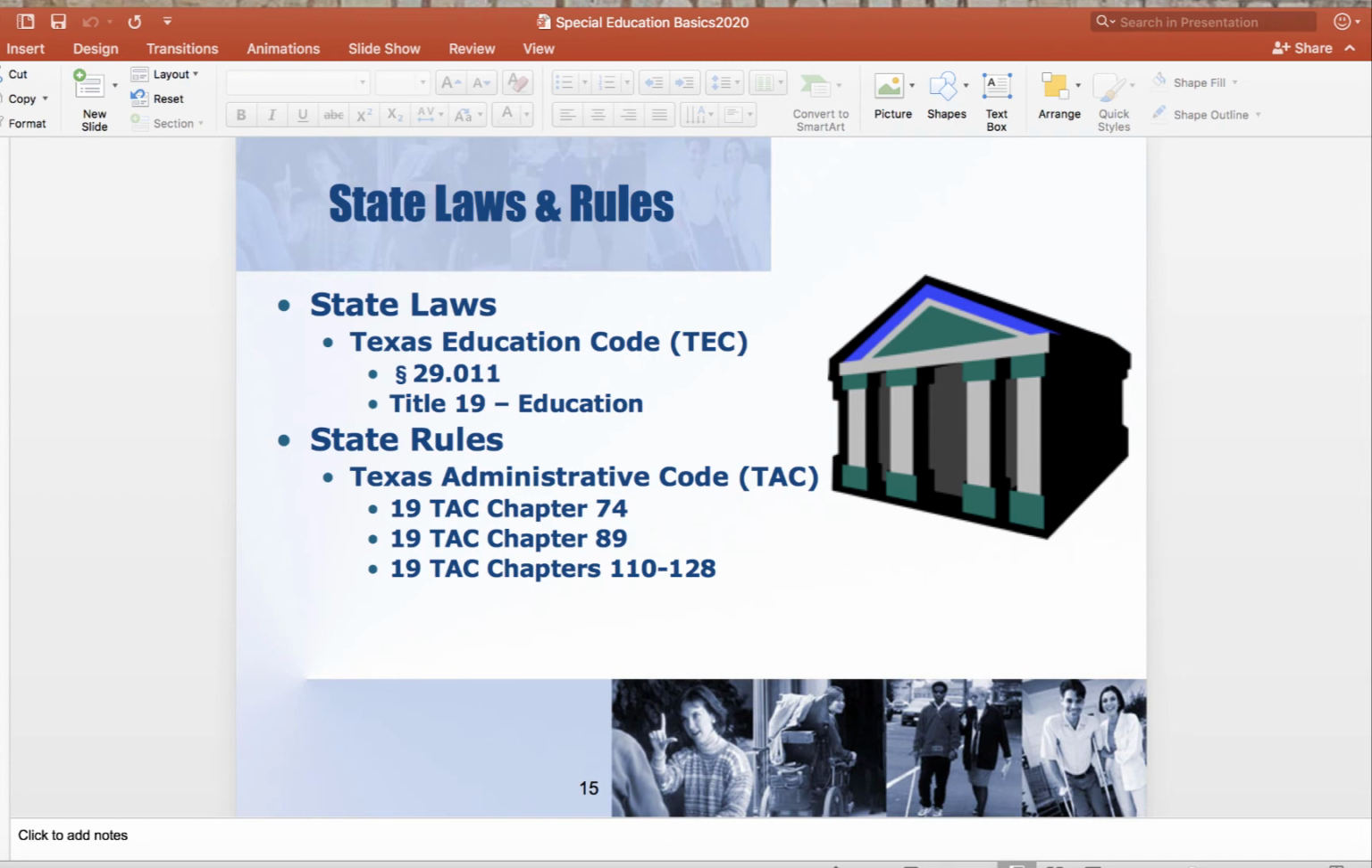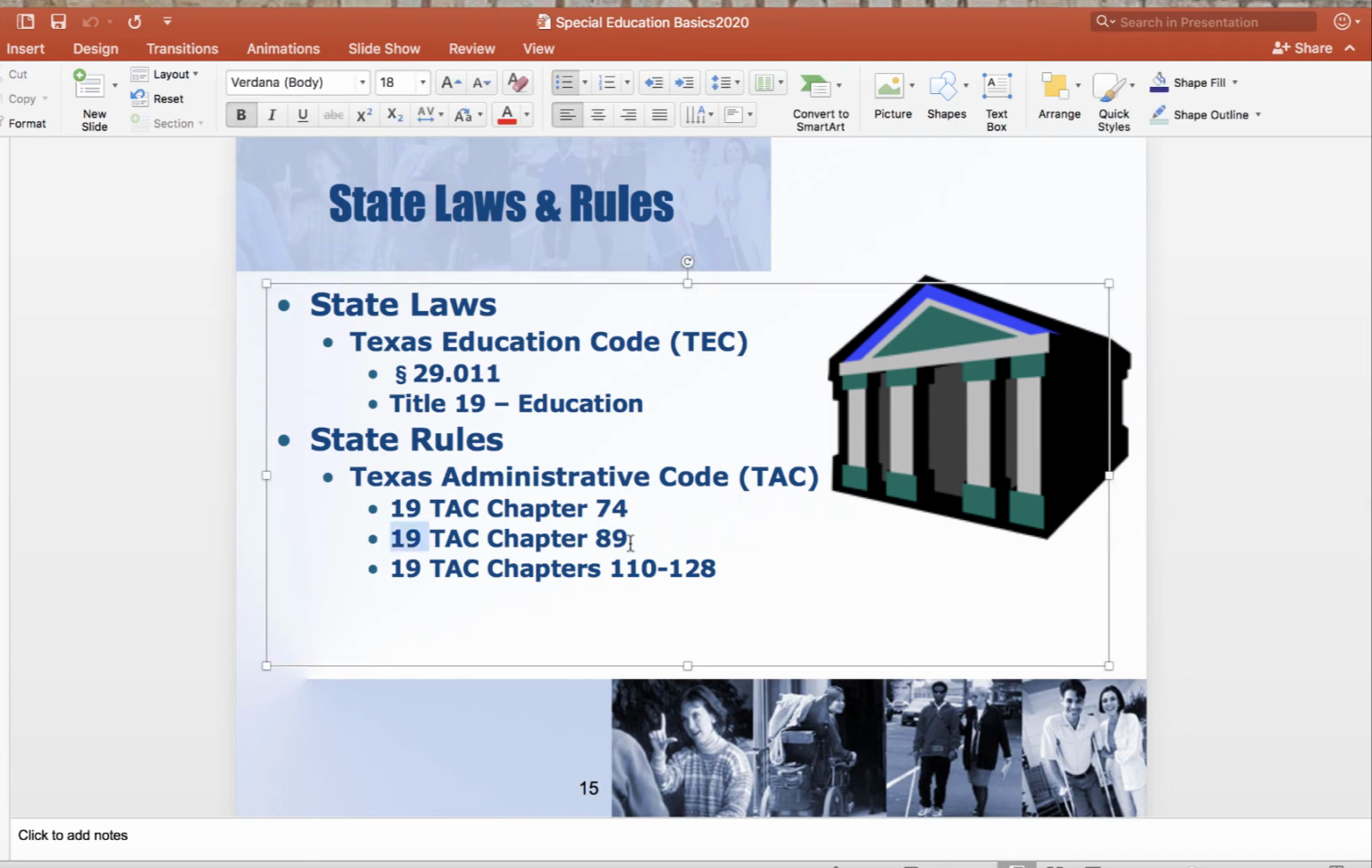When we look at this one right here, chapter 89, that is the Commissioner's rules on special education in Texas. Very interesting. Read through that when you have some time. Good stuff.